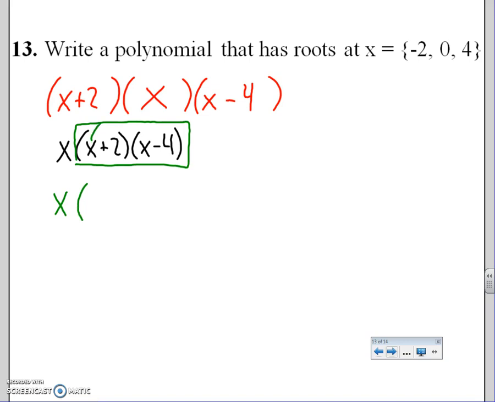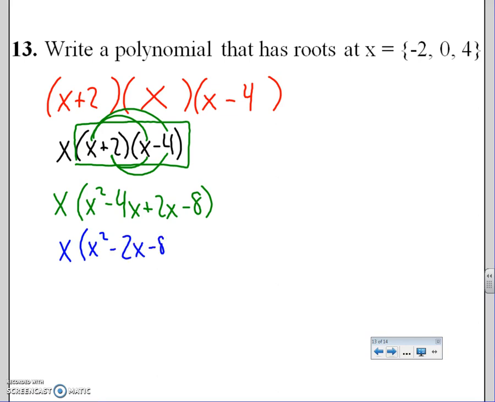So I do FOIL here. X times x is x squared. X times -4 is -4x. And just for y'all, +2 times x is +2x. Positive 2 times -4 is -8. Combine like terms, basically those x's in the middle combine. So I'm at x squared, -4x plus 2x is -2x, minus 8.